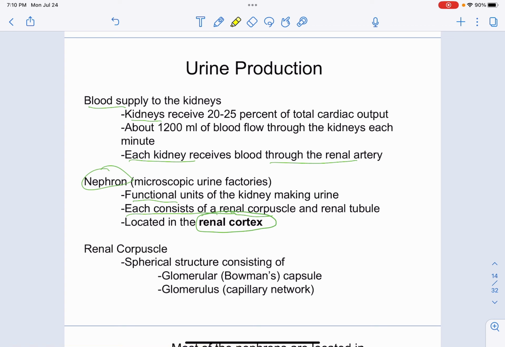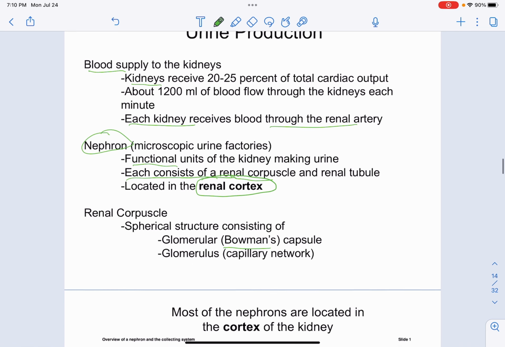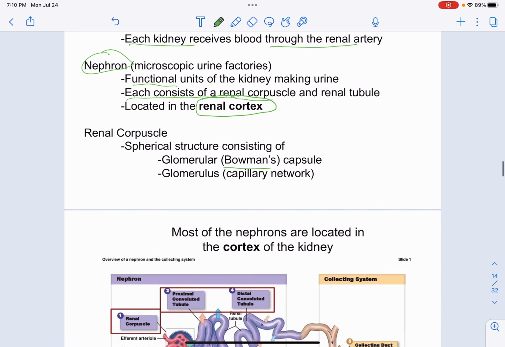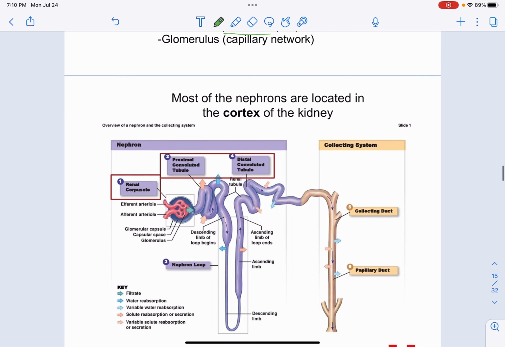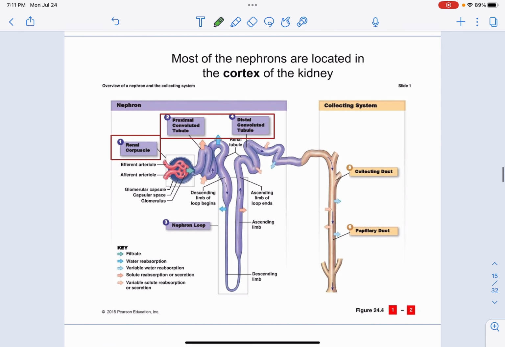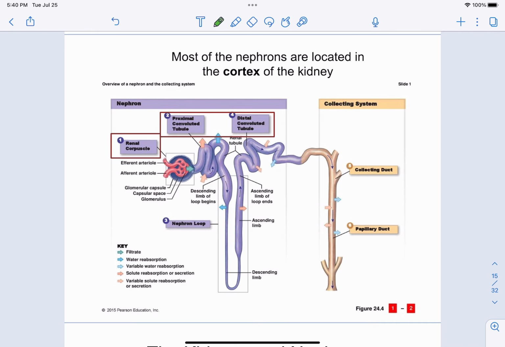And we'll also talk about the renal corpuscle. And if you've ever heard of Bowman's capsule, I don't know how much biology background you guys have, but I'm going to give you an introduction to nephrons and how they work. And this is the slide that we're going to spend a lot of time talking about, trying to understand the structure and the function of the nephron.